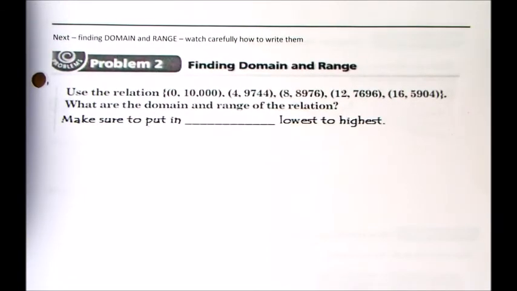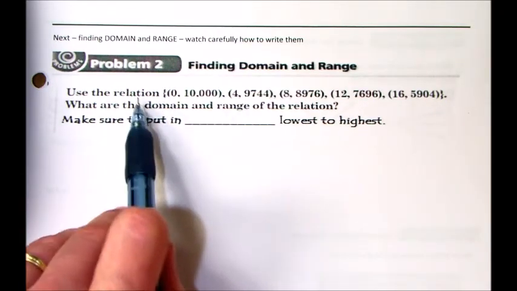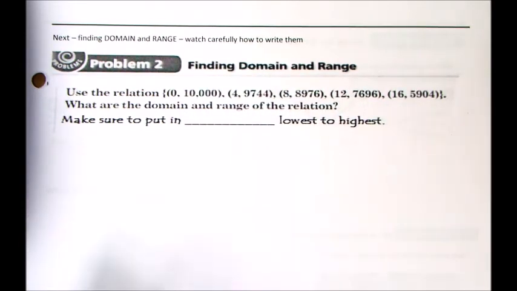In problem 2, I'm going to teach you how to find the domain and range. Be very careful to write them the exact same way that I do. So we have this relation. A relation, by the way, is just a whole bunch of points. So let's see, I have 1, 2, 3, 4, 5 points. It says what is the domain and what is the range. And then put a little extra note in here. Please make sure to put them in order from lowest to highest.